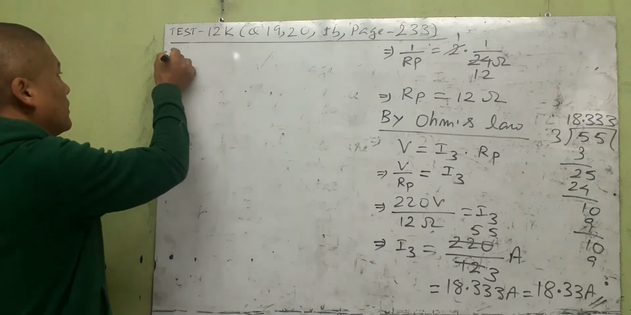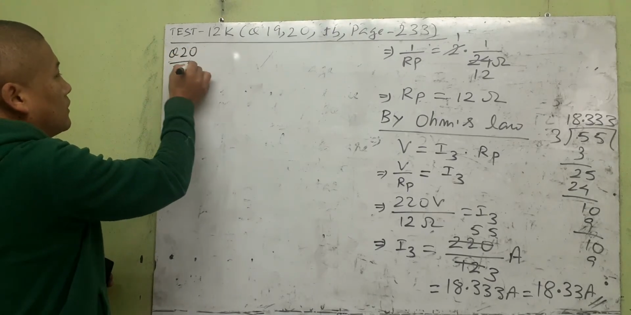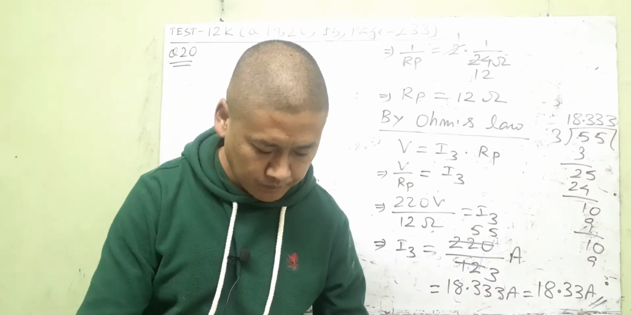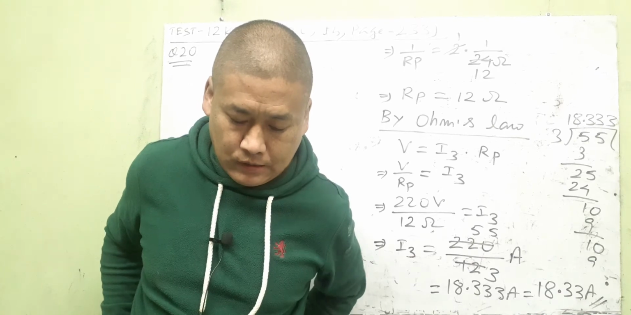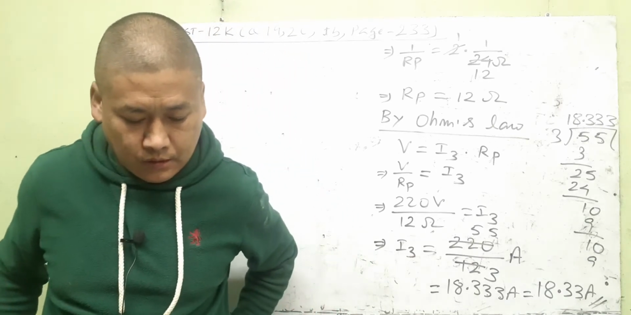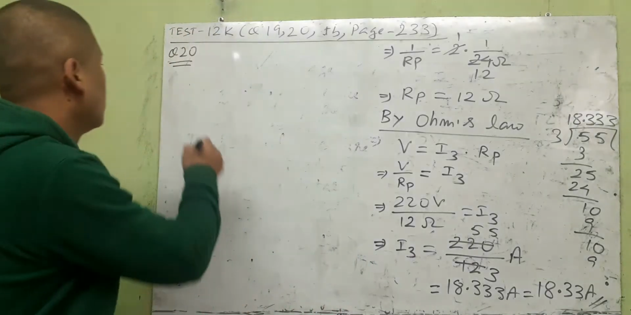Okay, so question number 20. It's on the same page, 233. Let me read the question for us. Compare the power used in 2 ohm resistor in each of the following circuits. Number 1. Let's start with the 1.